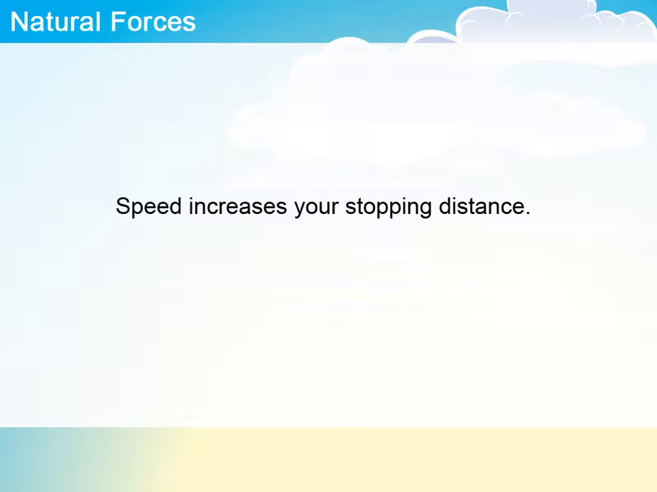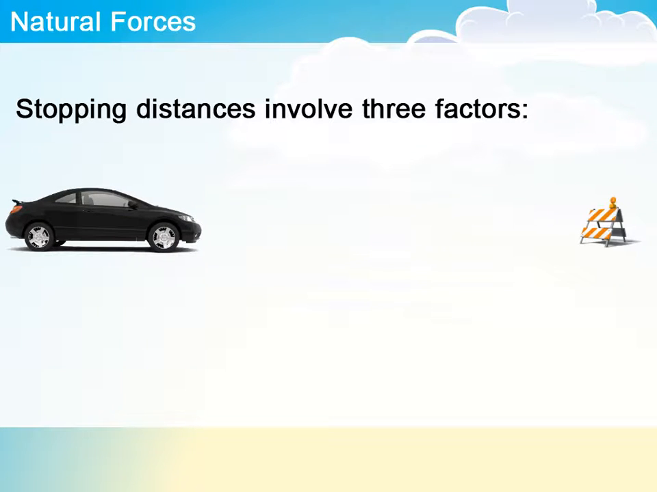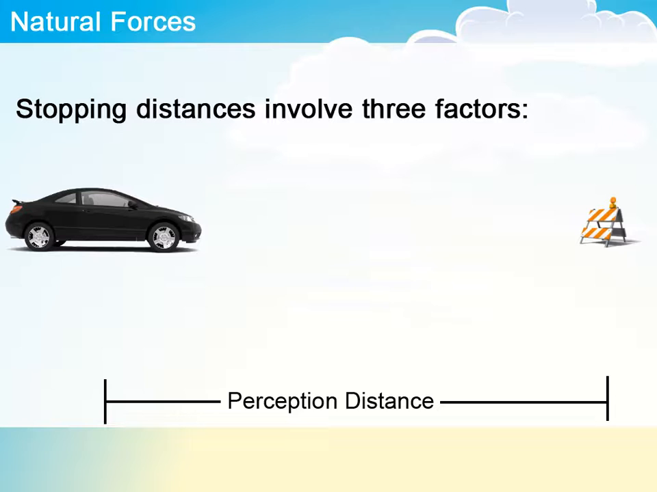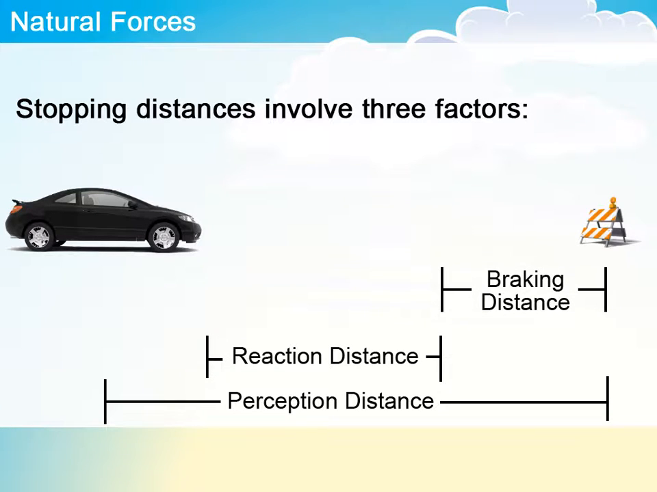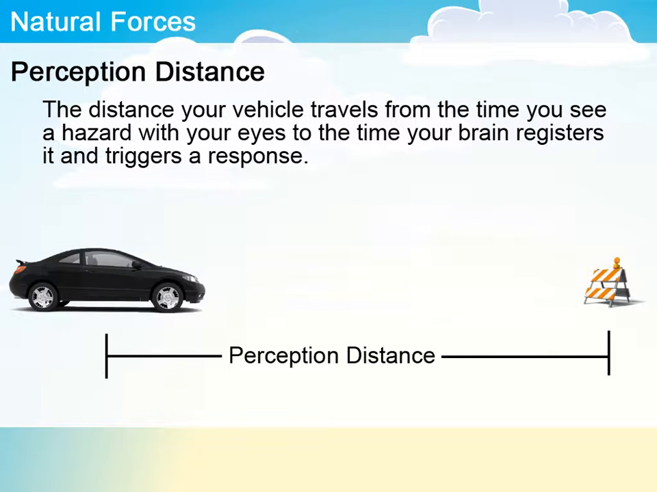As a driver, it is important to understand that increased speed increases your stopping distance. Stopping distances involve 3 factors: perception distance, reaction distance, and braking distance. Perception distance is the distance your vehicle travels from the time you see a hazard with your eyes to the time your brain registers it and triggers a response.